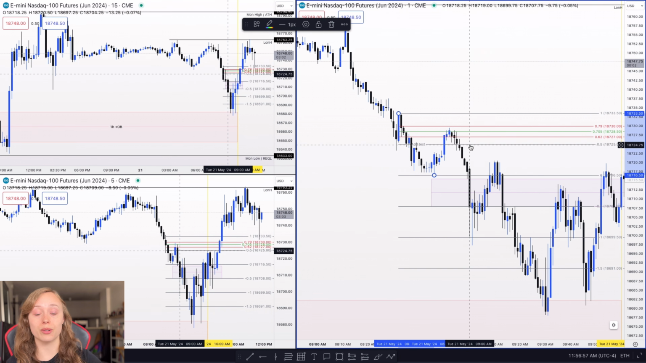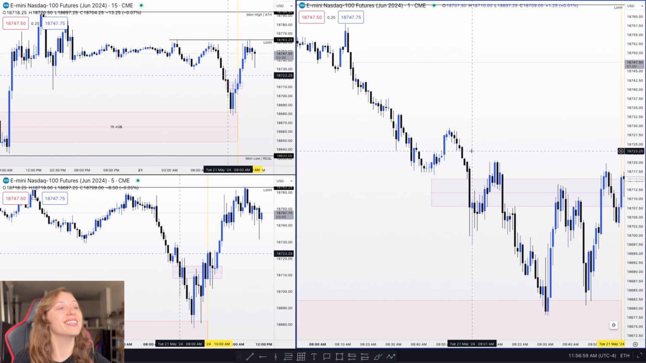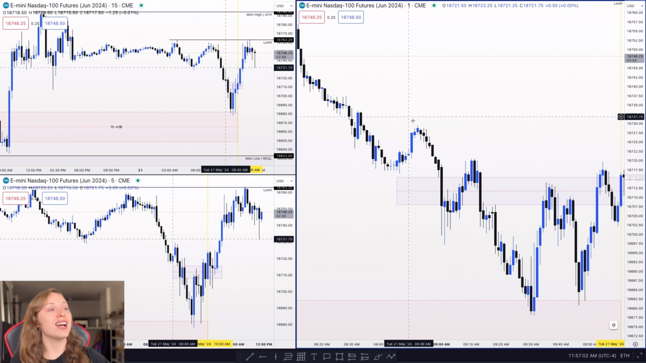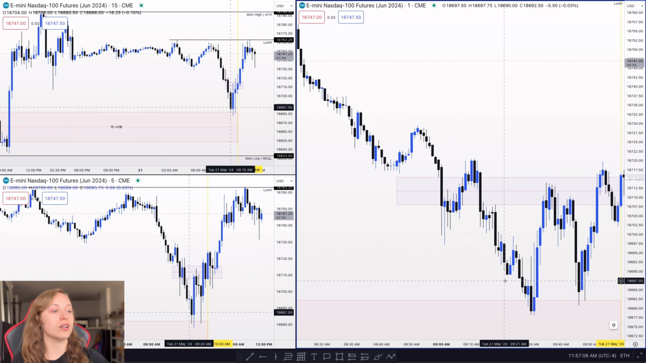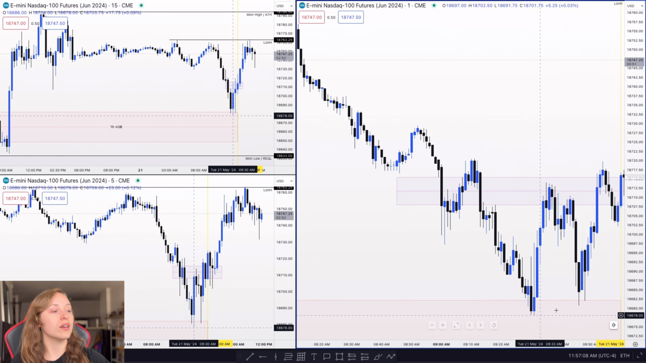Of course, I was sleeping, so I didn't catch that one. Again here though, with the 910, we see that the market does move lower into that 1 hour order block.